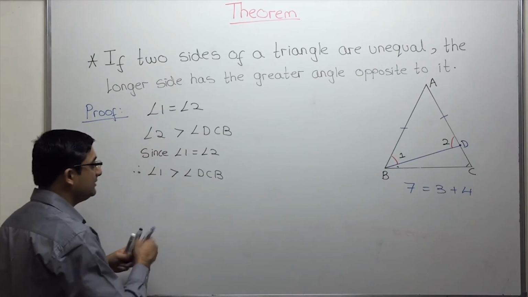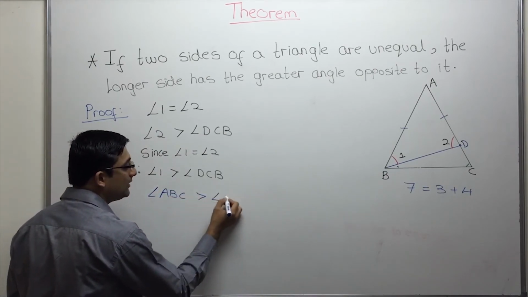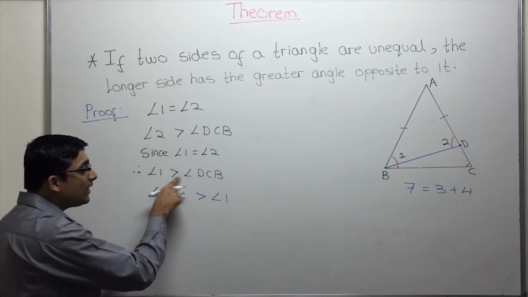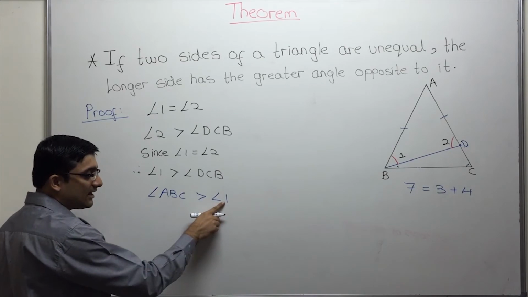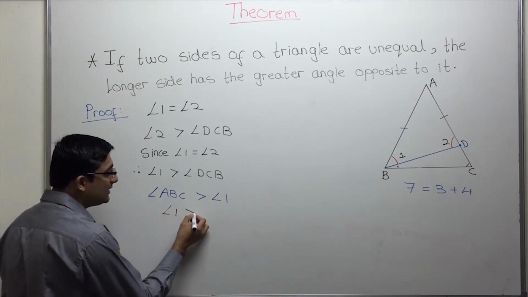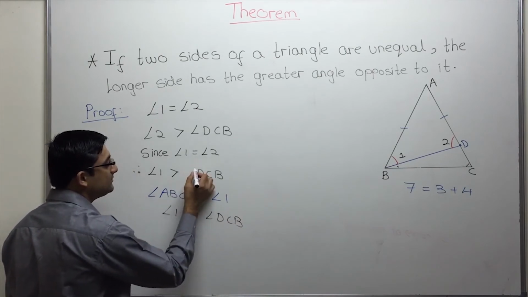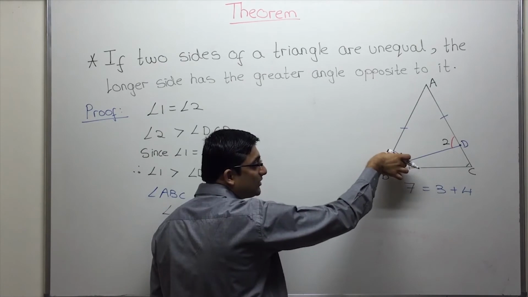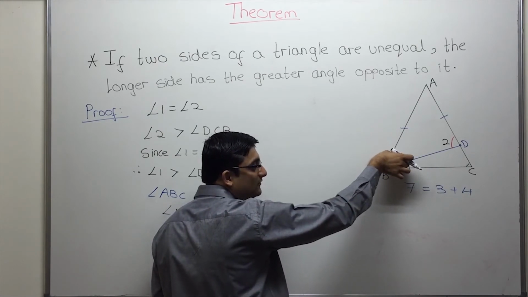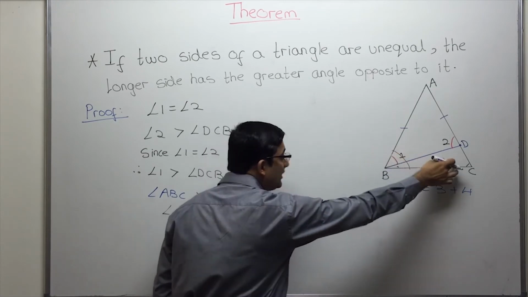So I'll say over here, angle ABC is greater than angle 1, correct? And angle 1 is greater than angle DCB. I hope you're not getting confused with the symbol, right? See, angle ABC is this entire angle, so angle ABD is just a part of this. So angle ABC is greater than angle 1 and angle 1 is greater than this.